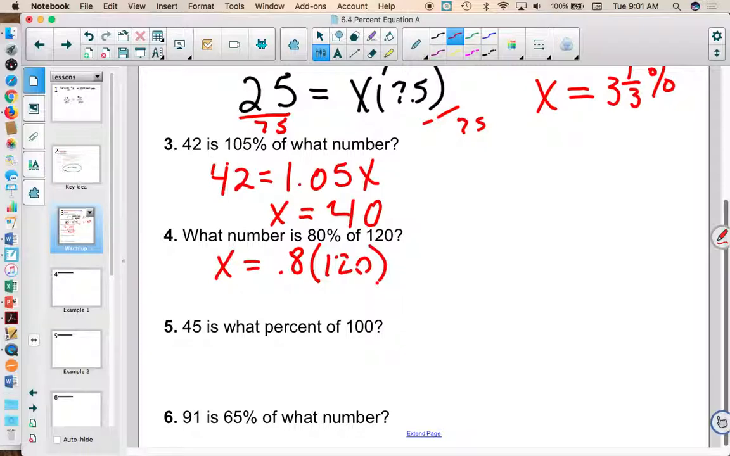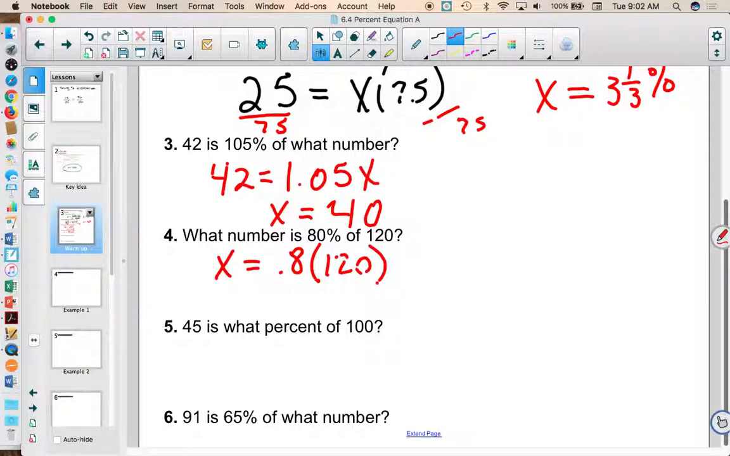Let's just go ahead and finish setting them up. What about number 5? How do I set number 5 up? How am I going to set it up? Cooper? I put 45 over 100 equals X. You're using proportions. I do not want a proportion. You must use the equation. Must.